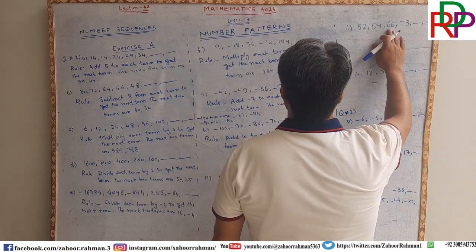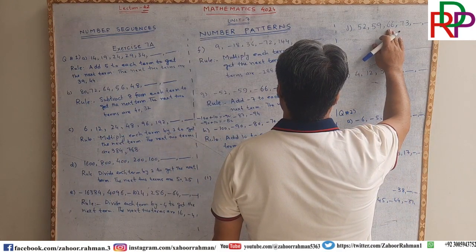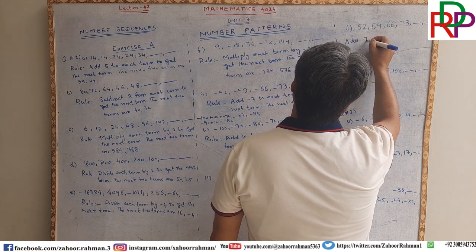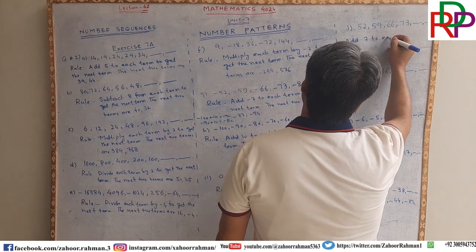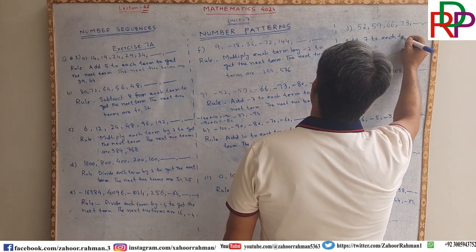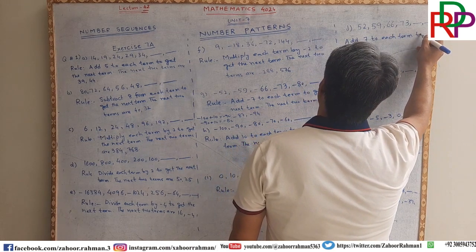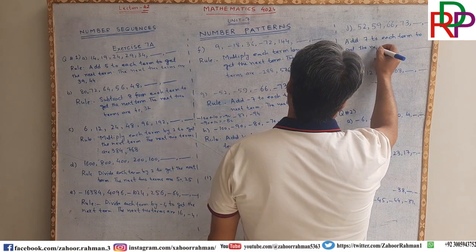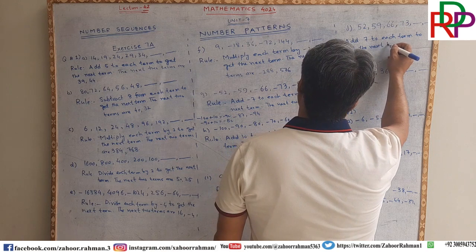52, 59, 66. There is a 7 difference. So add 7 to each term to get the next term.